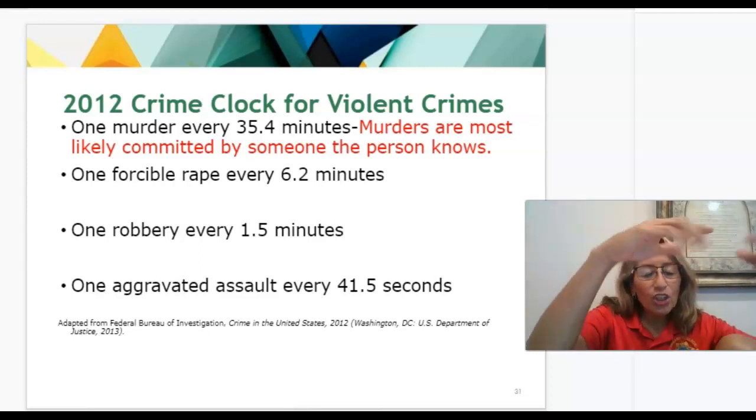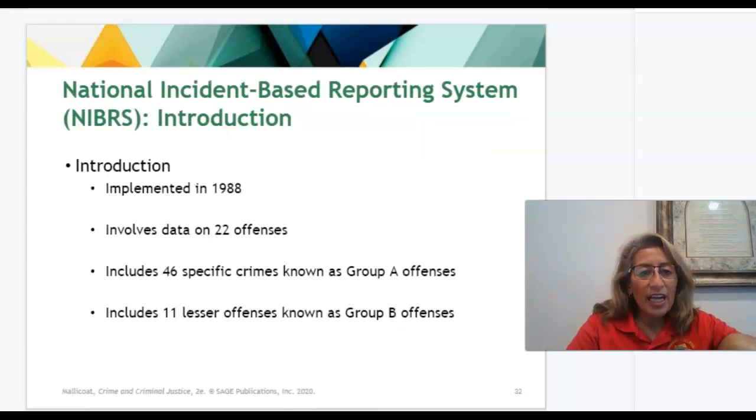It shouldn't be too hard. You don't have to go, oh my gosh, you can add them up as you go because they all have the different numbers attached to them. All right, NIBRS, the National Incident-Based Reporting System. Same exact thing. It's a collection of data overall, and it collects 46 different specific crimes known as Group A offenses and 11 lesser offenses known as Group B.